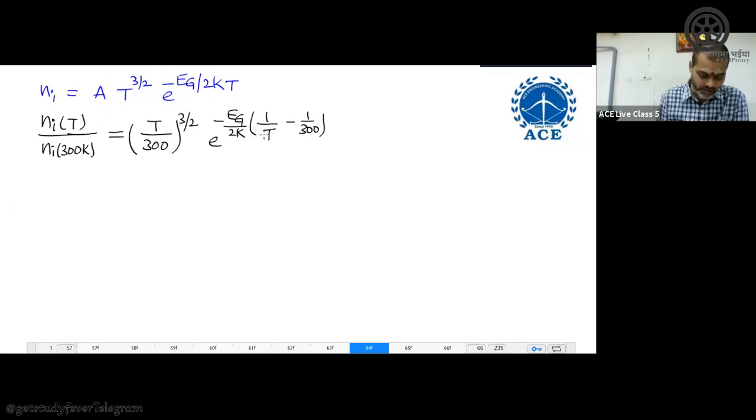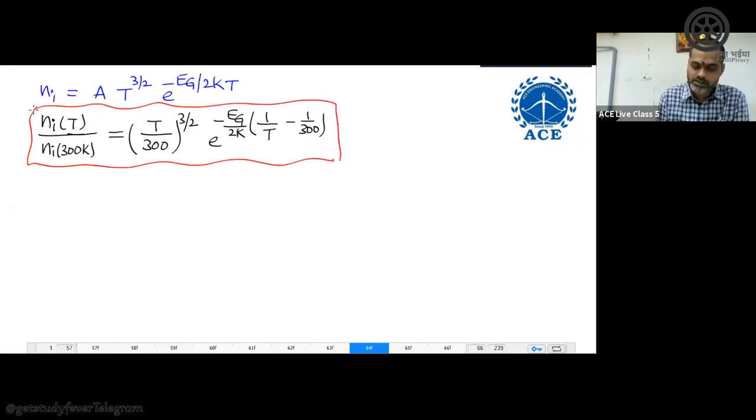Please don't try to memorize this equation by heart. Try to understand how you are getting it. See, this is Ni of T. Take another equation, Ni of 300. In place of T you put just 300 and take the ratio. This is what you are going to get. Hope I am clear. This is how you can calculate. You can expect problems based on this one, whatever we have given now.